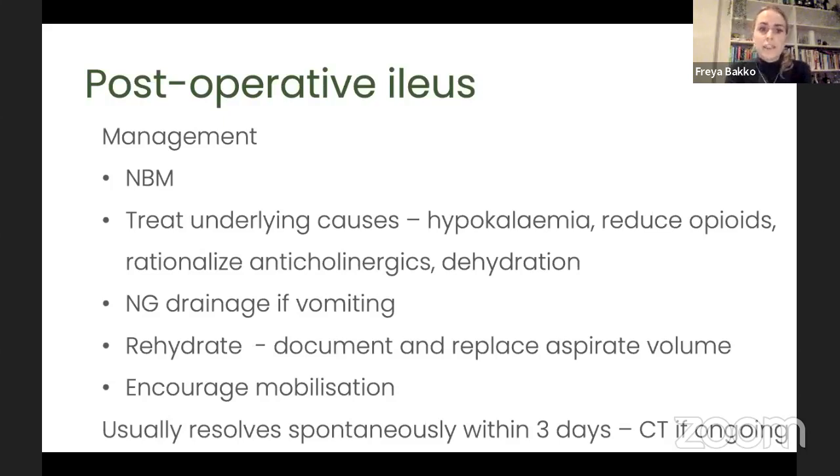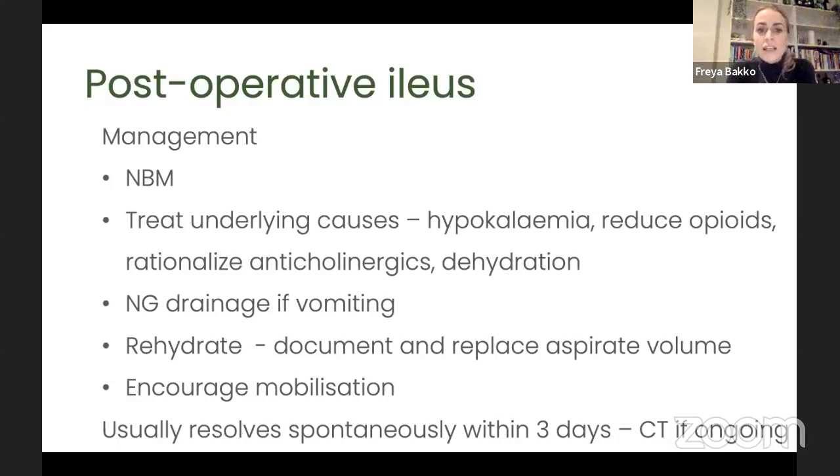So the initial management is keeping the patient nil by mouth, especially if they're experiencing nausea and vomiting. You want to do a full assessment of the patient to identify any underlying causes. So for example, their electrolytes, check they're not hypokalemic. And if they are, you want to make sure you replace their potassium. If they're on opioid analgesics, you might want to try and reduce their opioids or even stop them completely, as these increase the risk of ileus.